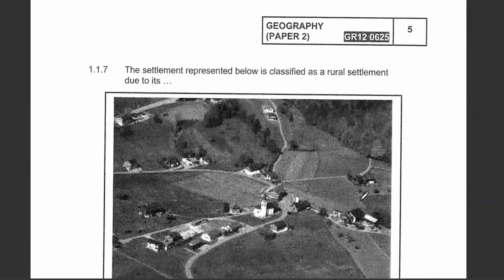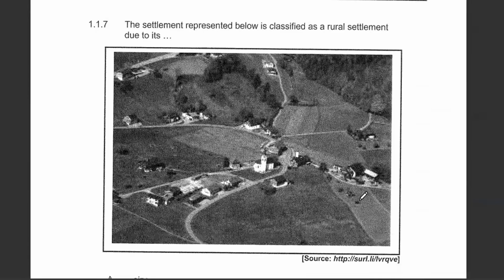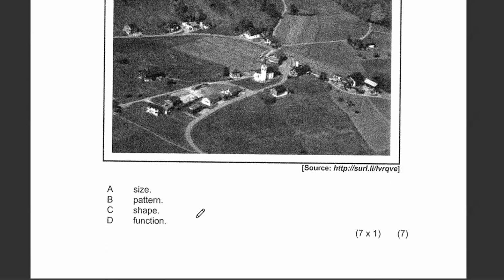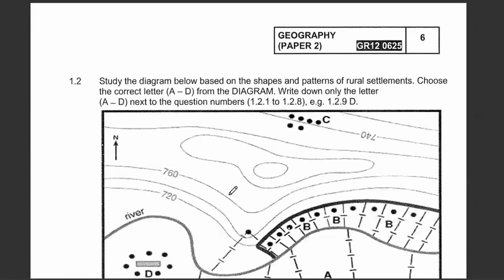The settlement represented below is classified as a rural settlement due to what makes this one qualify to be a rural settlement. The key factor that we consider when grouping settlements according to rural or urban, we look at the functions and also we look at the complexity of the settlement. So here is a rural settlement because of the function. If you check there, the main function, you can see that is primary activities of farming. So primary activities, we know they dominate in the rural areas.